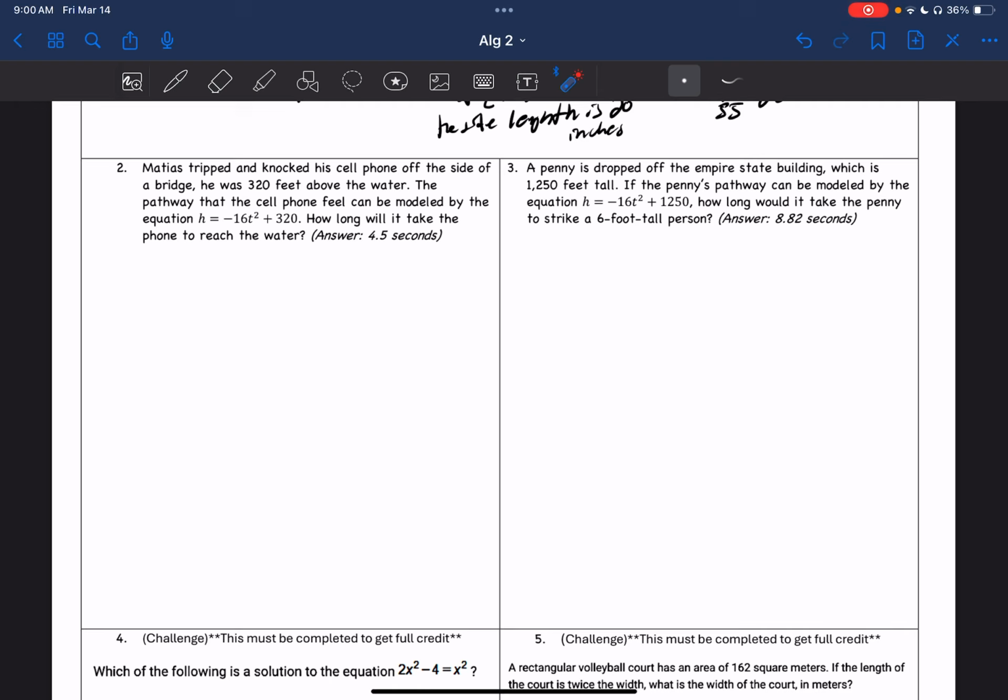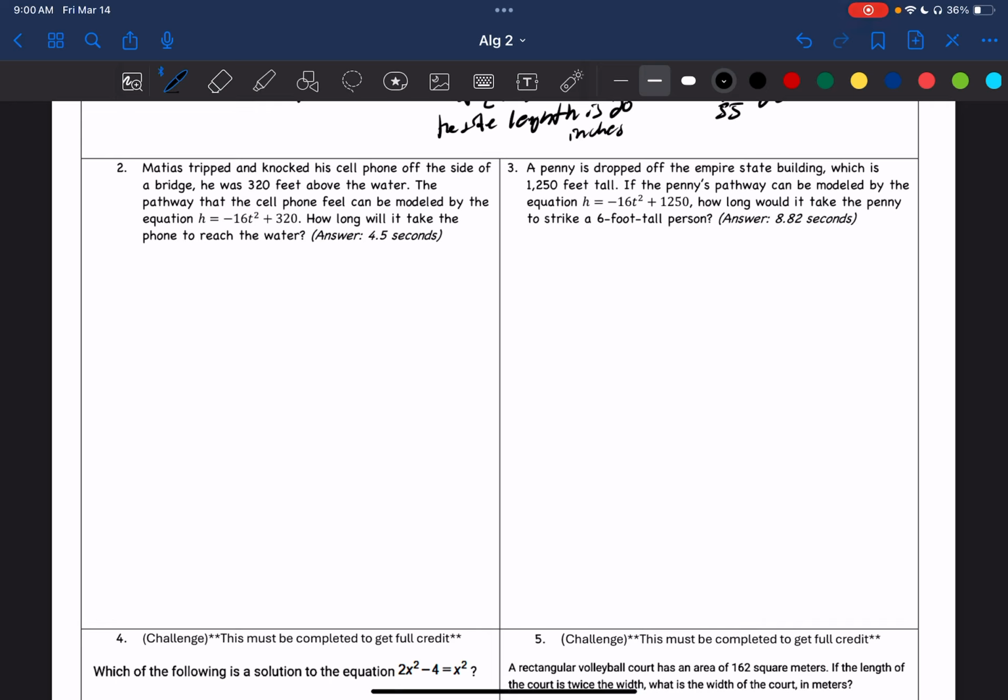I'm not sure how that is supposed to be pronounced. Let me know if you know. But they tripped and knocked his cell phone off the side of a bridge. He was 320 feet above the water. The pathway that the cell phone fell can be modeled by the equation h is equal to negative 16t squared plus 320. Okay, so this poor guy lost his phone over the side of a bridge.